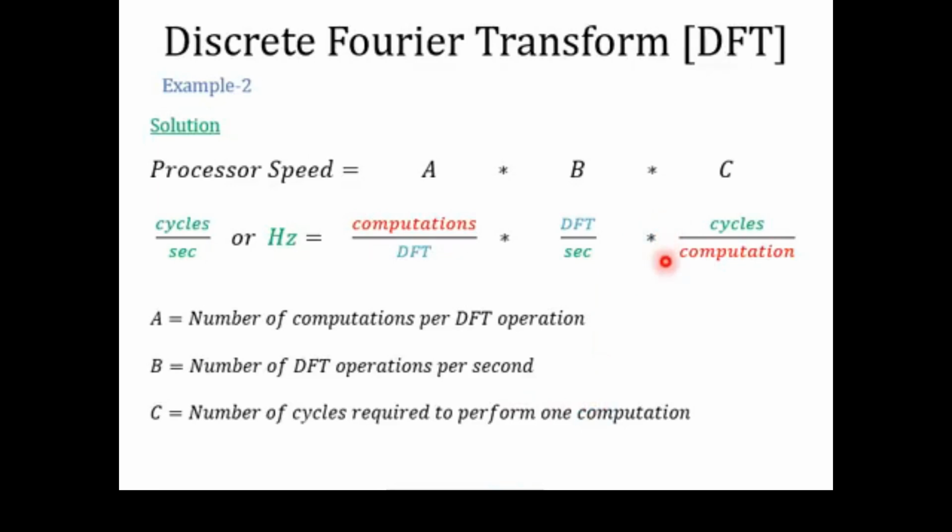And you can remember this by remembering the final unit which we want to obtain, it should be in cycles per second. So we must keep cycles in the numerator. So the third quantity is cycles per computation, not computations per cycle.